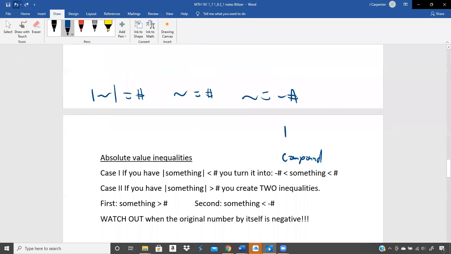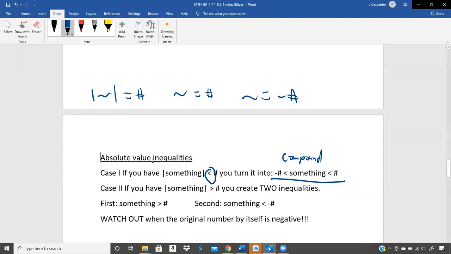Because someone else could come in and say, oh, well, this would be the same thing, right? Do the positive greater than the something, greater than the negative. Yes, that is the same thing. No one writes it that way, so it's a bad idea. Okay. That's the first case. When the absolute value is less than, you make a compound inequality that is drastically different than the second case.